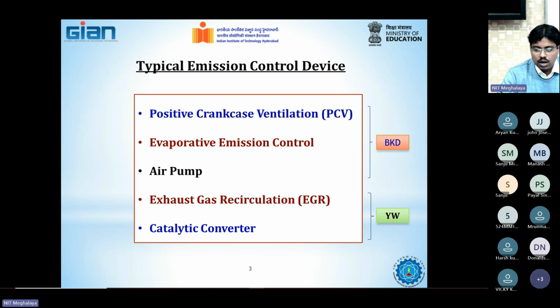Now, in this particular lecture, I'm going to cover the positive crankcase ventilation, evaporative emission control, and air pump. Exhaust gas recirculation and catalytic converter will be covered by Professor Yang Eun Min in his proceeding lectures.